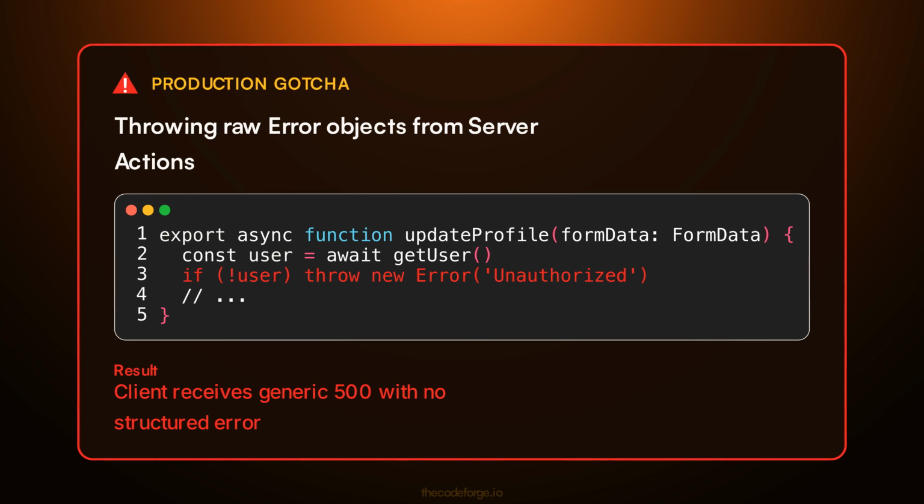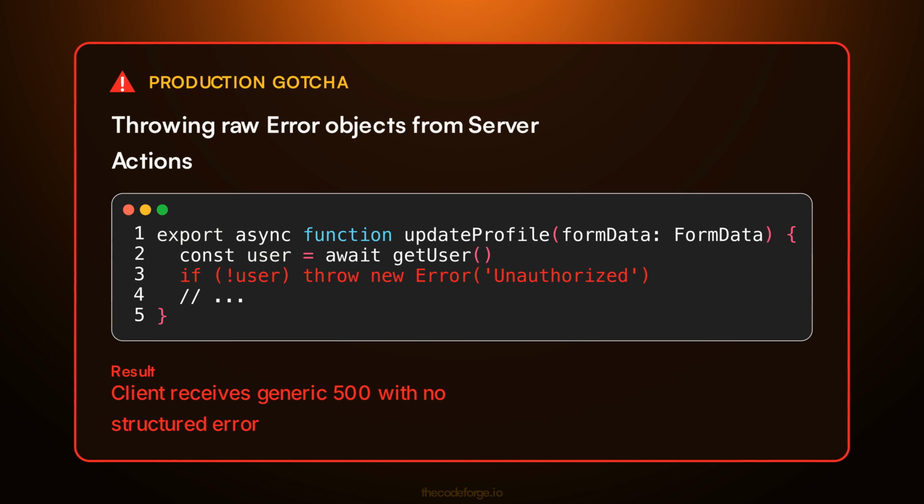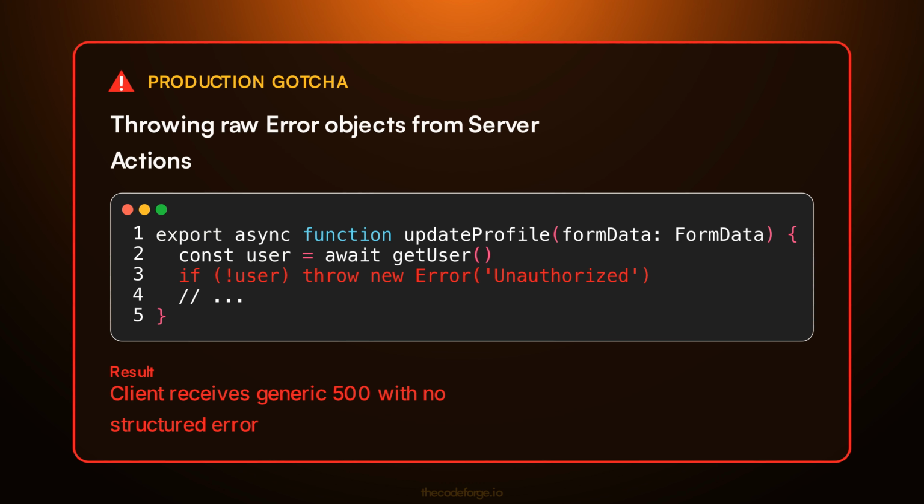Throwing from a server action causes Next.js to return a generic 500 response with no structured error data. The client cannot distinguish between validation errors, authorization errors, and internal failures. Always return structured error response objects with typed codes and user-safe messages.